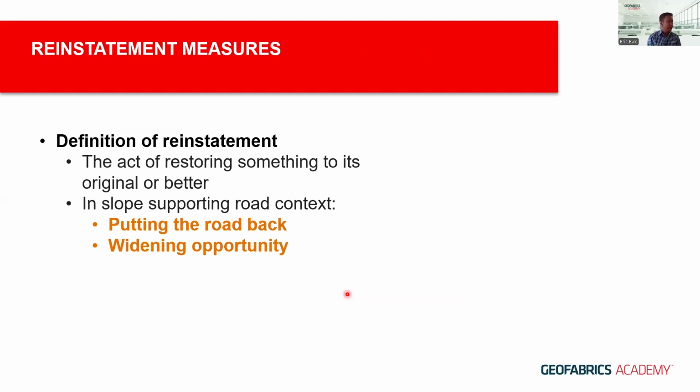We're now coming into the reinstatement measures portion. The definition of reinstatement is the act of restoring something back to its original form or better. In the slope context, supporting a road, we are talking about a failure that occurs downslope, most of the time, that affects a portion of the road, which is taken away. So we are putting the road back. And at the same time, there may be a widening opportunity in the process of reinstatement or reconstruction. So that's the context of the reinstatement measures in this particular webinar.